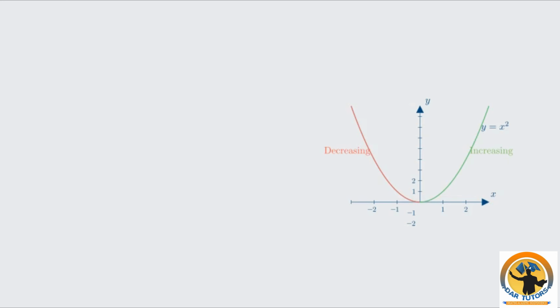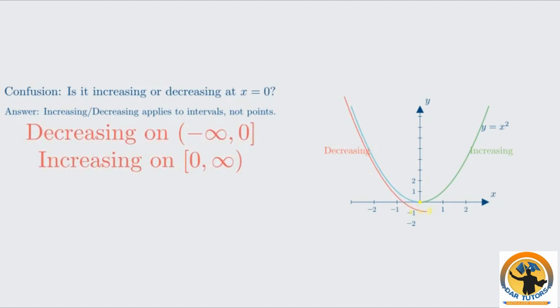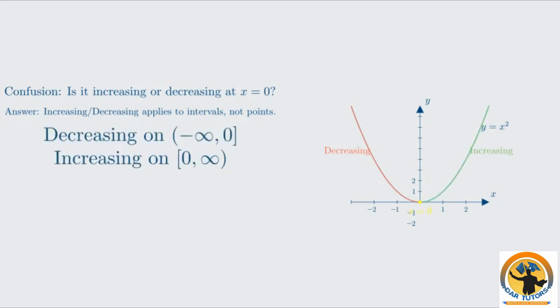This means the function is decreasing on the interval from negative infinity to 0, and increasing on the interval from 0 to positive infinity. A common point of confusion is the vertex at x equals 0. Is the function increasing or decreasing at this single point? The answer is that the concepts of increasing and decreasing apply to intervals, not to individual points. So, we say the function is decreasing on the interval x is less than or equal to 0, and increasing on the interval x is greater than or equal to 0.